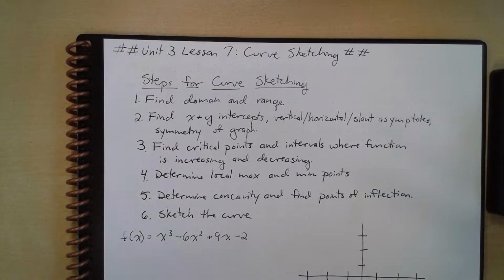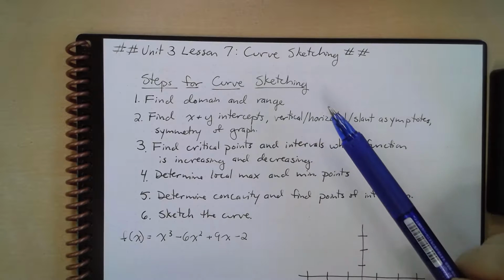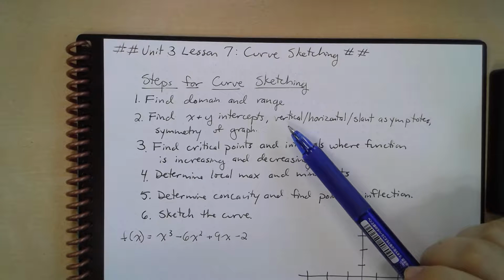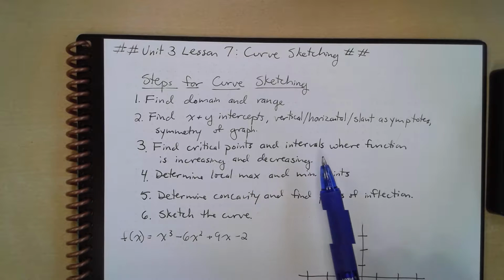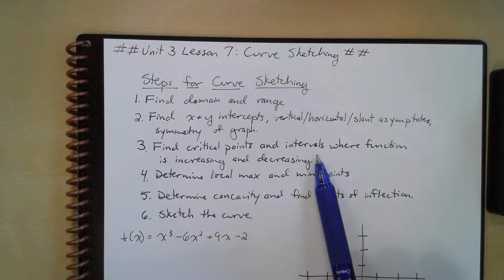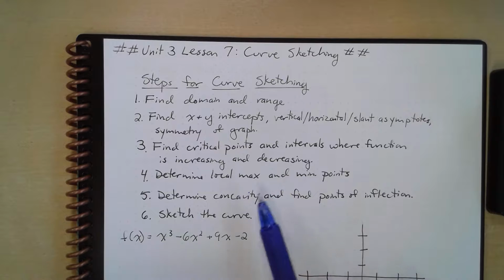So when we're sketching a curve, the first thing we should do is find our domain and range. Then we should find x and y intercepts, vertical, horizontal, and slant asymptotes, symmetry of our graph, critical points and intervals where we're increasing and decreasing, our local maximum and minimum points, our concavity and points of inflection, and then just actually sketch the curve. So you already know how to do all of this, and now we're going to throw it all together.